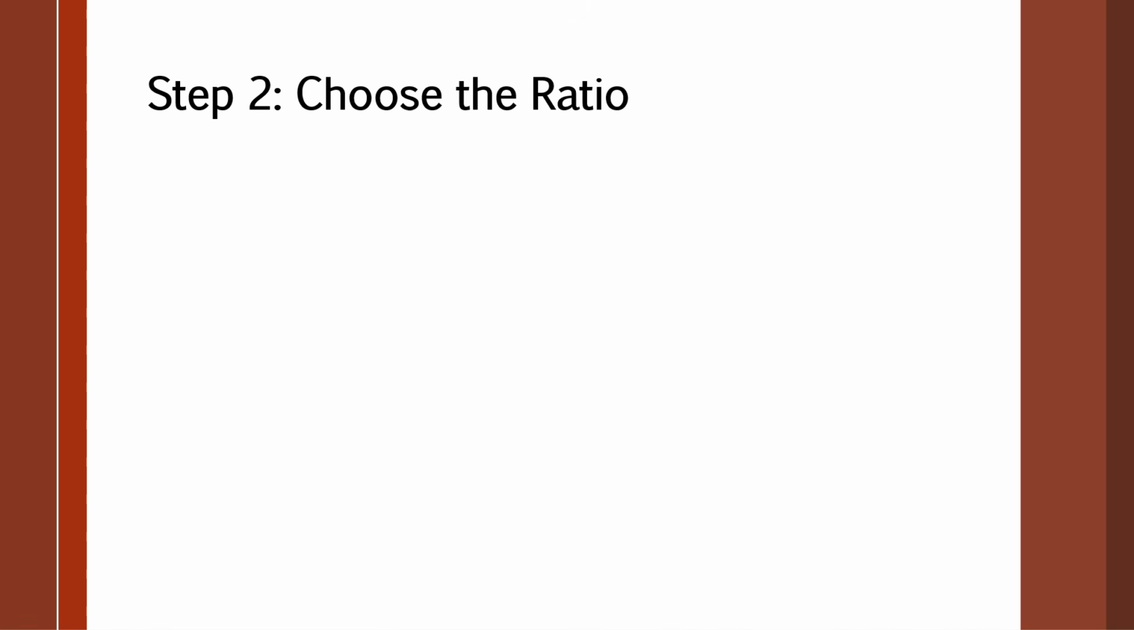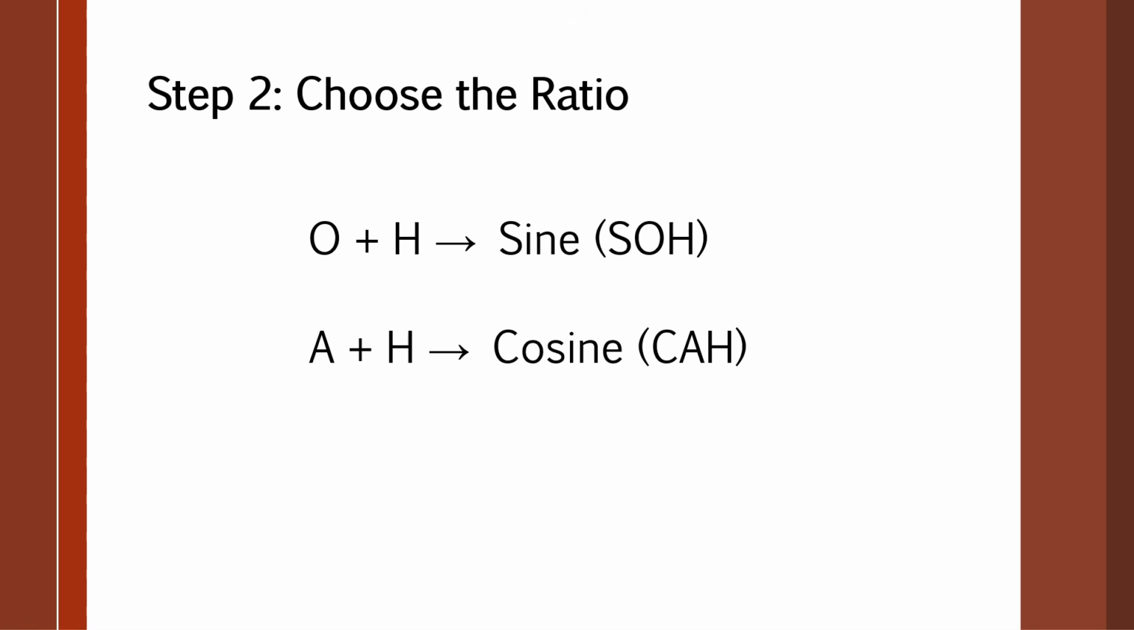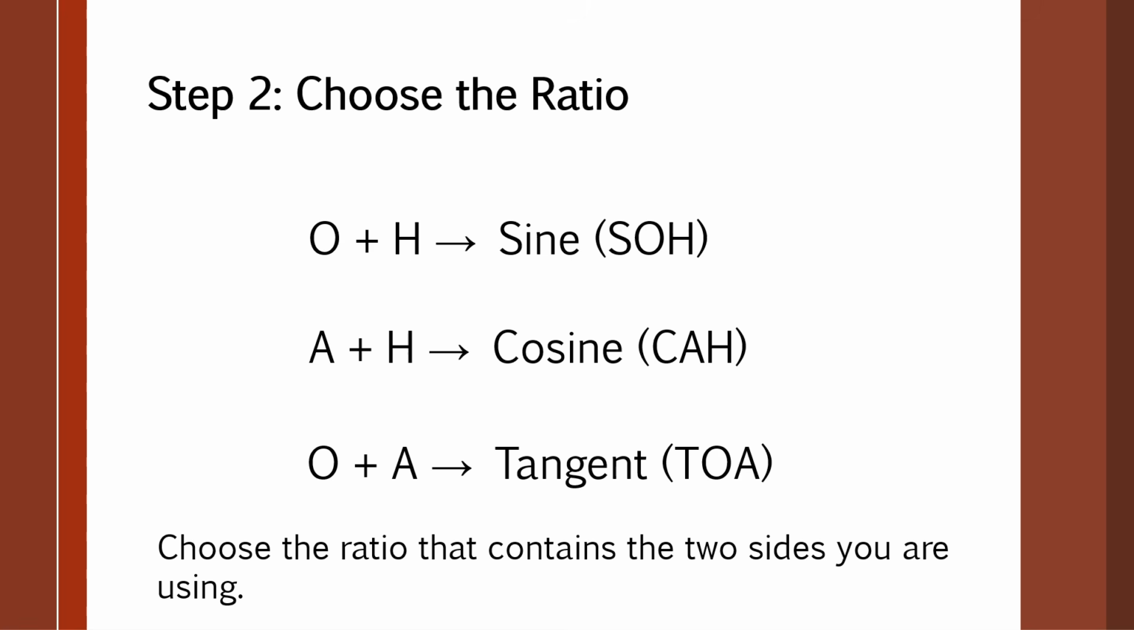Step 2. Choose the ratio. Look at the two sides you are using. If you have opposite and hypotenuse, use sine, SOH. If you have adjacent and hypotenuse, use cosine, CAH. If you have opposite and adjacent, use tangent, TOA. So, simply choose the ratio that contains the two sides you are using.